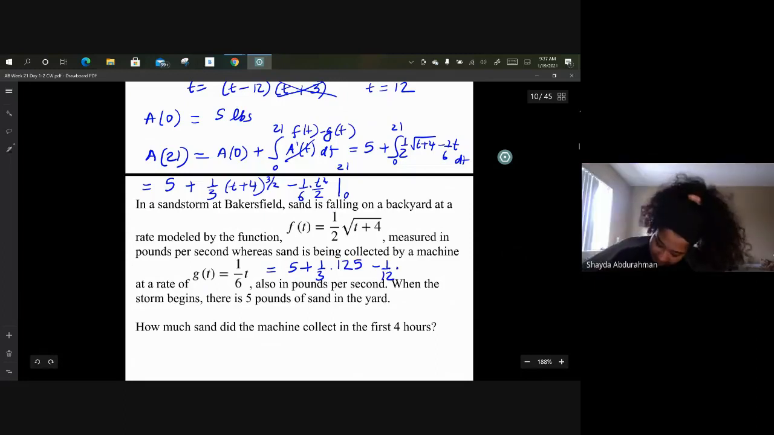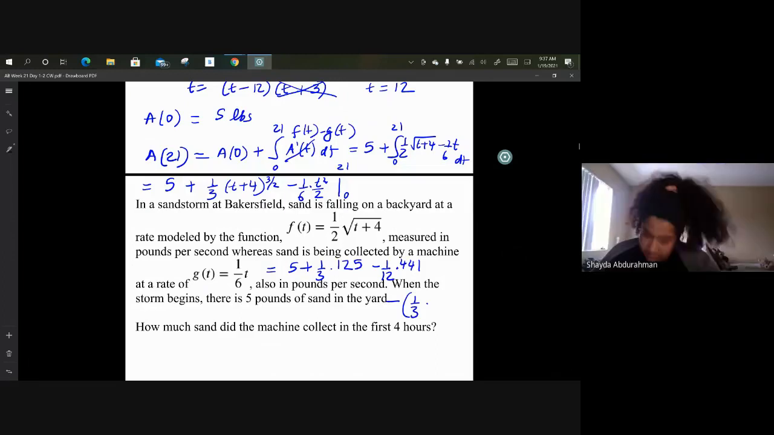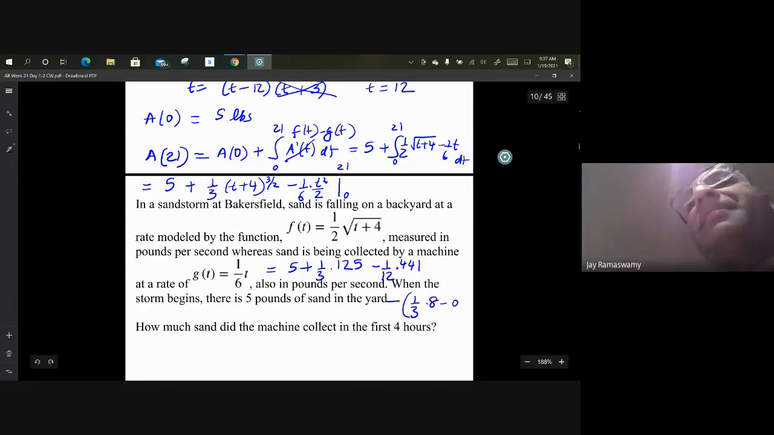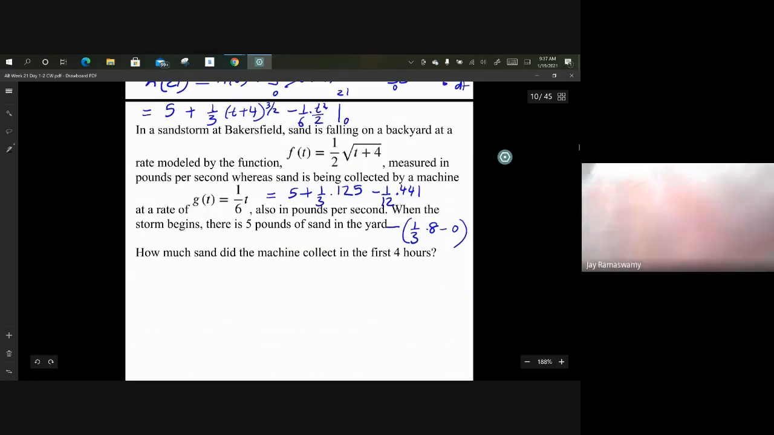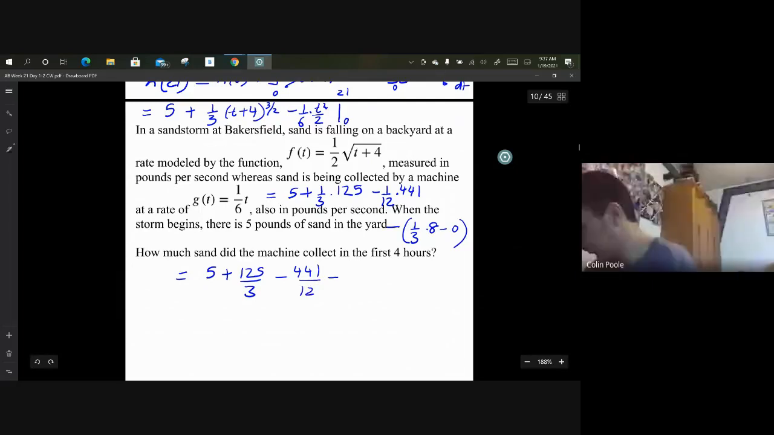Yes. And then 21 squared is 441, and then minus parentheses 1/3 of 0 plus 4, which is 4. Square root, 2. Cube it, 8. And then minus 0, correct? Last step. Look down, guys. Observe. I'm not in a rush. I show every single step. So 5 plus 125 thirds minus 441 twelfths minus 8 thirds.